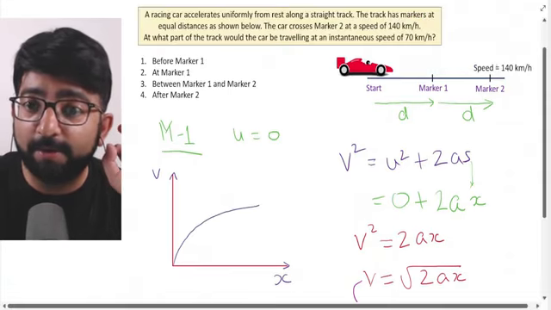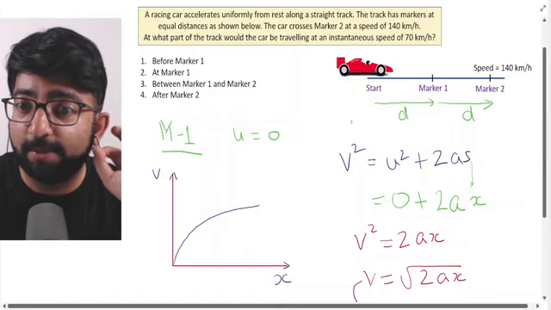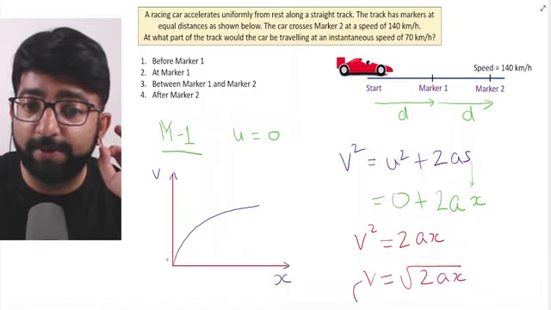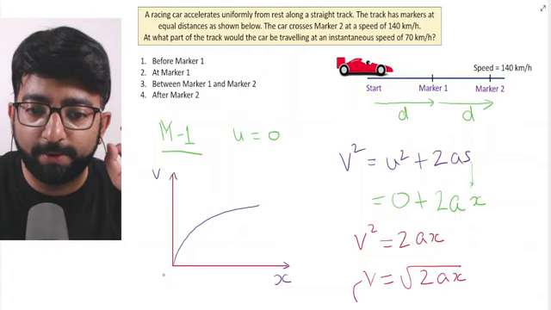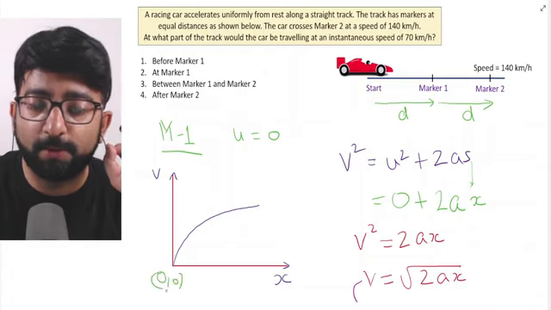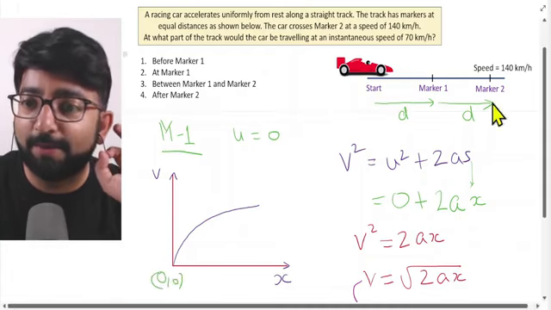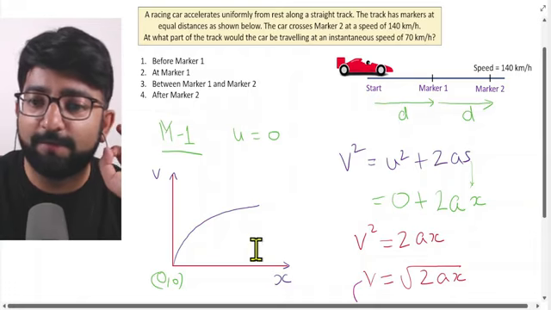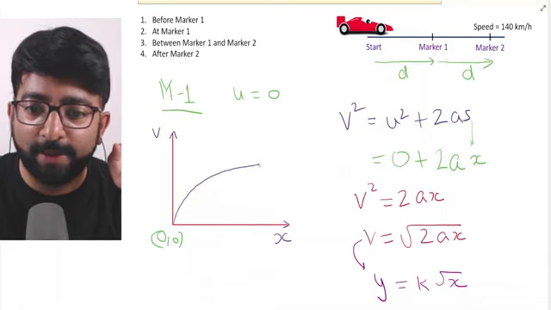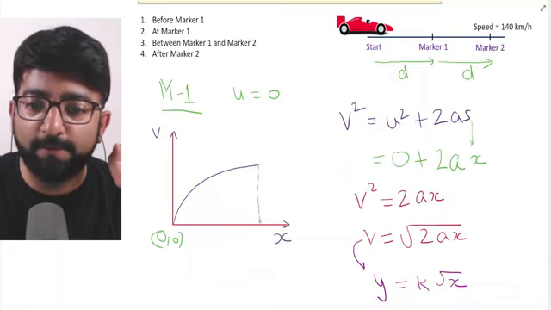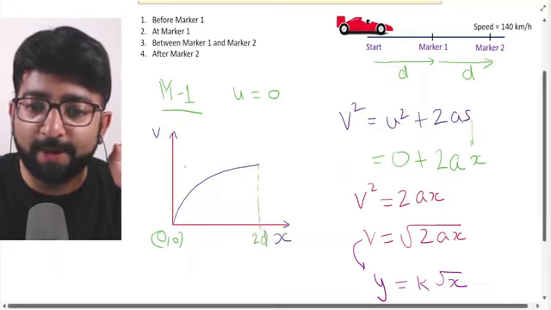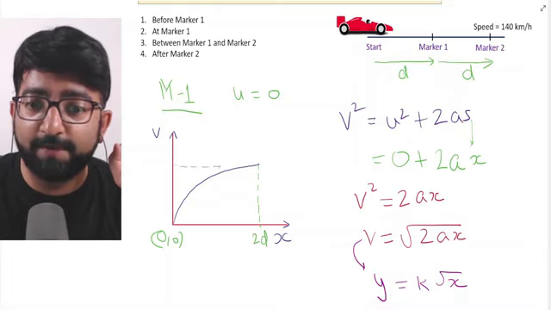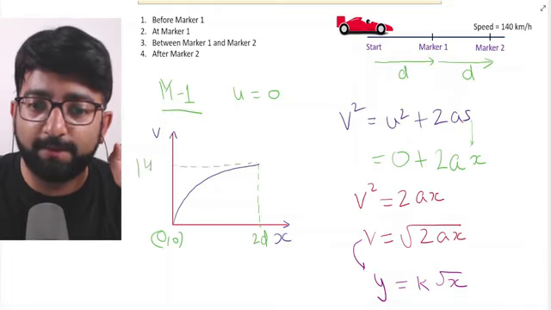And now we can analyze the graph with respect to the image. At the start, the speed of the car is 0. That is why the graph is starting from the origin. Let's draw the origin is 0, 0. When the car reached marker 2, which means it traveled a total distance of 2d, the velocity was 140. So in the graph, let us label, let's say the displacement value is 2d. In that case, the velocity of the car as given in the question will be 140.